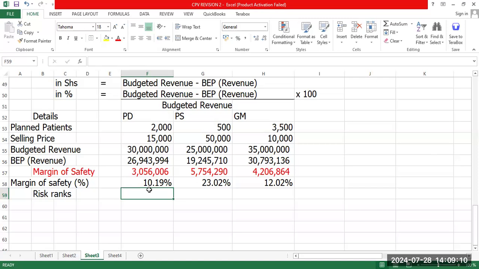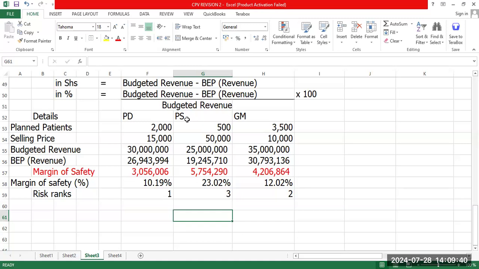Now you need to know the margin of safety. Actually, it is not PS, but it is this one. This one will be in the first position. This one will be in the second position. And this one will be in the third position.